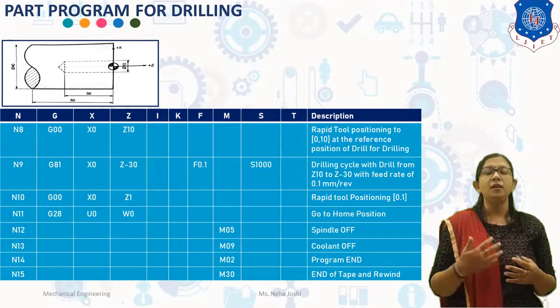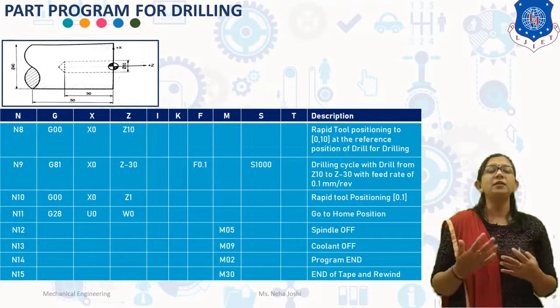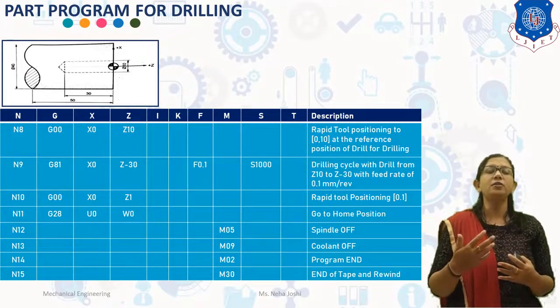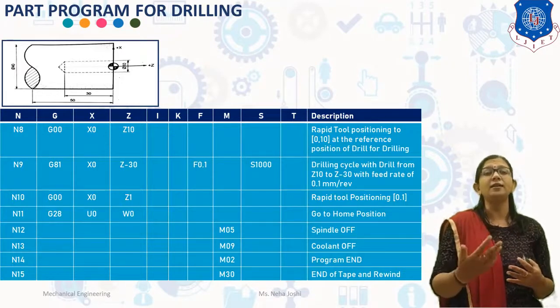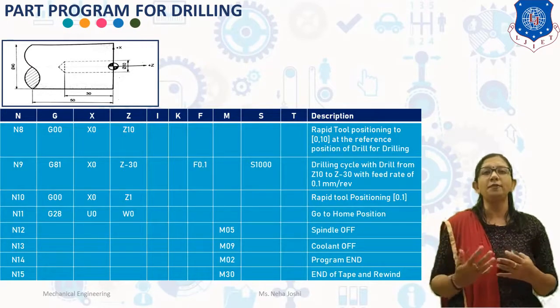After that next sequence code is N10. G00 is used for the rapid tool positioning. Set the tool at X0 and Z1. The next sequence is N11. G28 is used for instructing the tool to go to the home position. After that next sequence is N12. M05 is used for turning off spindle.